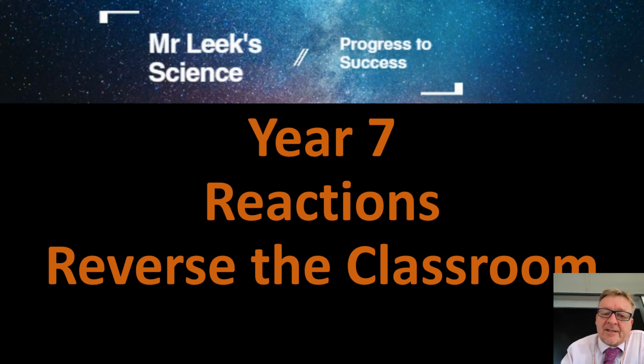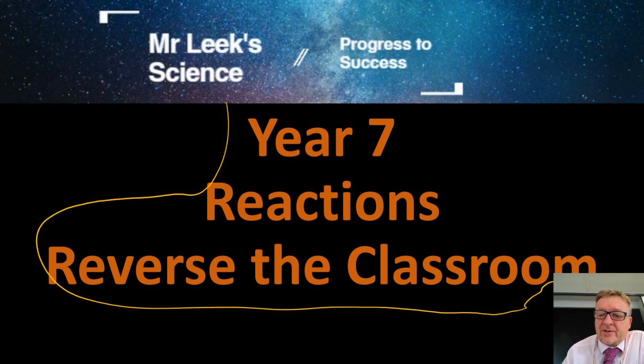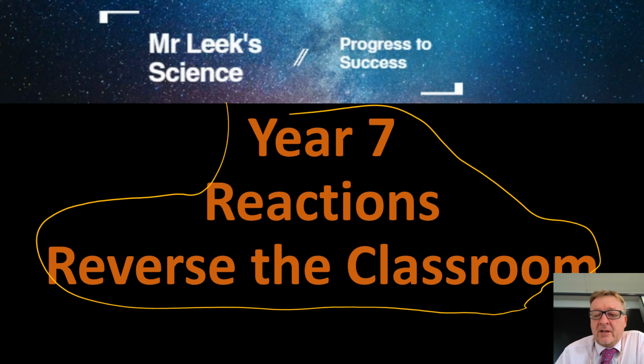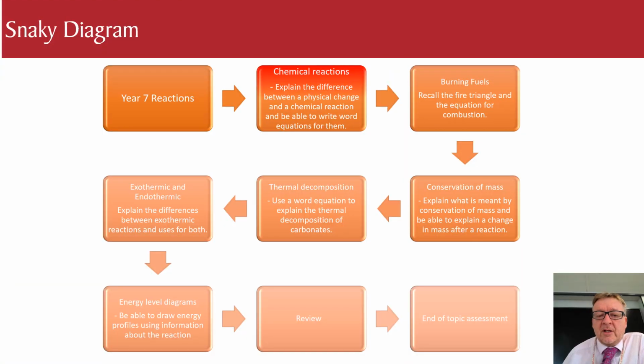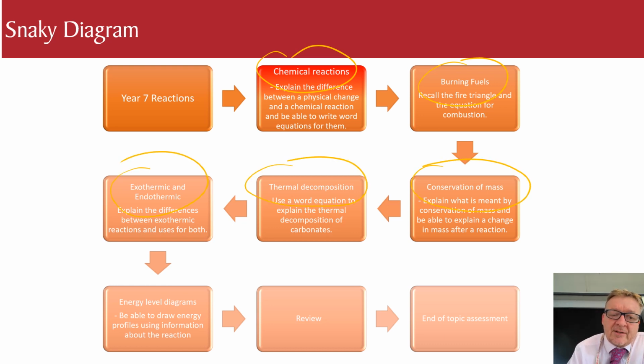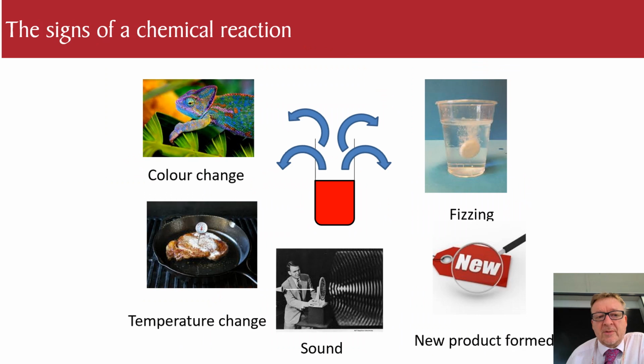This is our Year 7 Reactions Reverse the Classroom activity. You're now getting information before you actually complete the unit to give you a good idea about what's going to be coming up so that you can understand things better. It goes through chemical reactions, burning fuels, conservation of mass, thermal decomposition, exothermic and endothermic, and then energy level diagrams. You then go for a review, and then you've obviously got end of unit assessments.